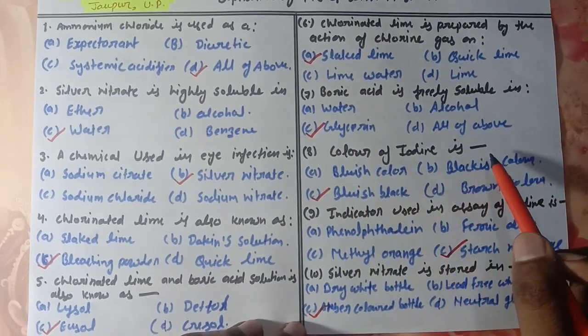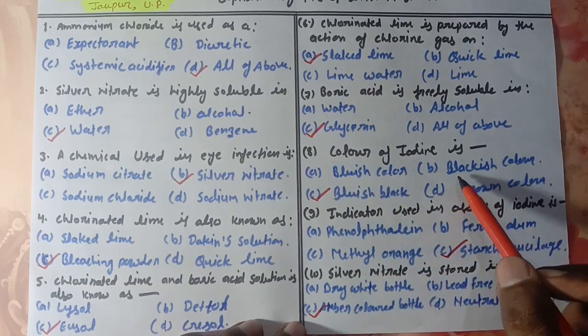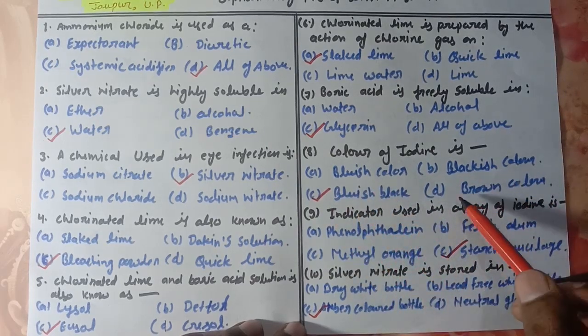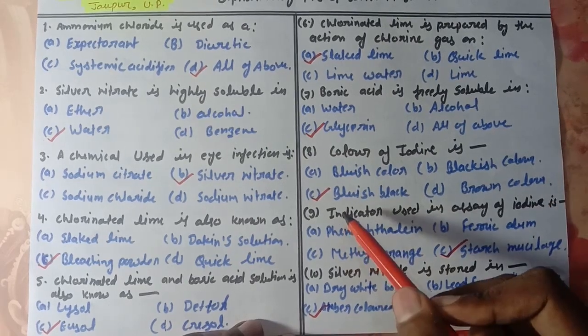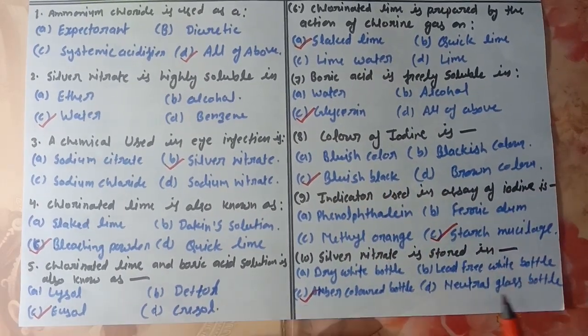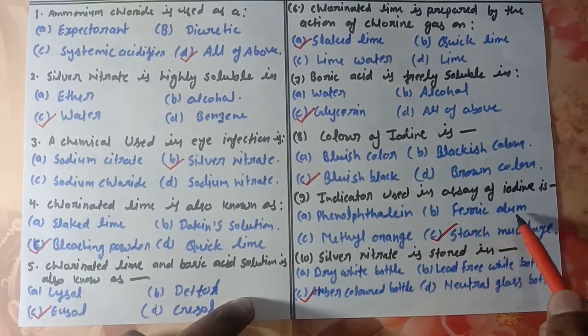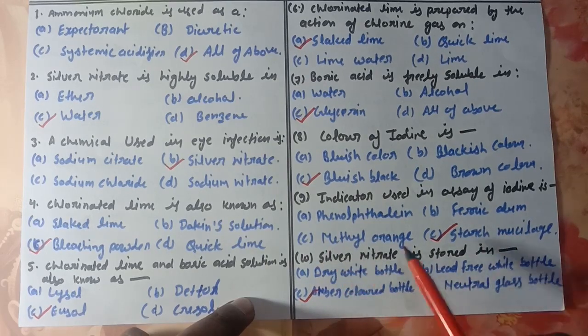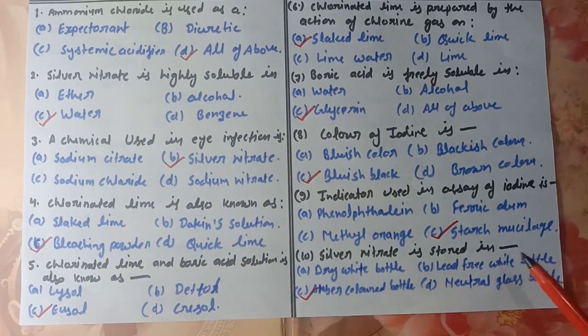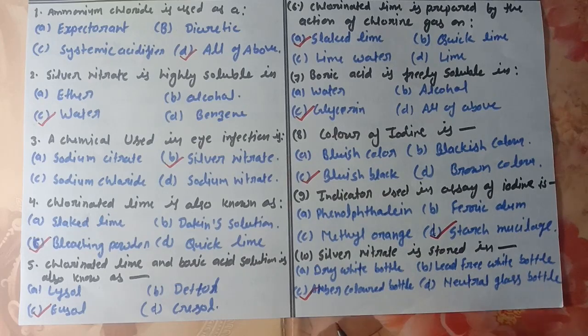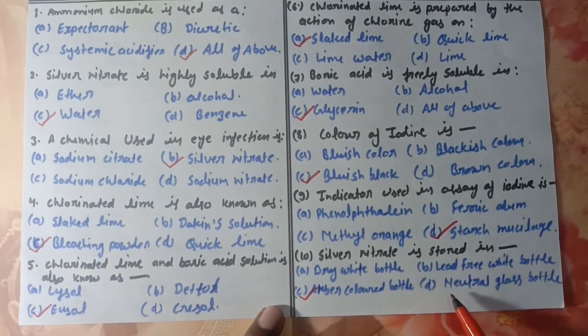Question number 8. Color of iodine is option A bluish color, option B blackish color, option C bluish black, option D brown color. So the answer is C, bluish black. Question number 9. Indicator used in assay of iodine is option A phenolphthalein, option B ferric alum, option C methyl orange, option D starch mucilage. So the option is D, starch mucilage. Question number 10. Silver nitrate is stored in option A dry white bottle, option B lead free white bottle, option C amber color bottle, option D neutral glass bottle. So the answer is C, amber color bottle.